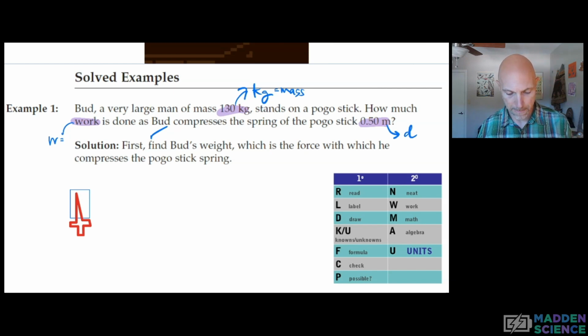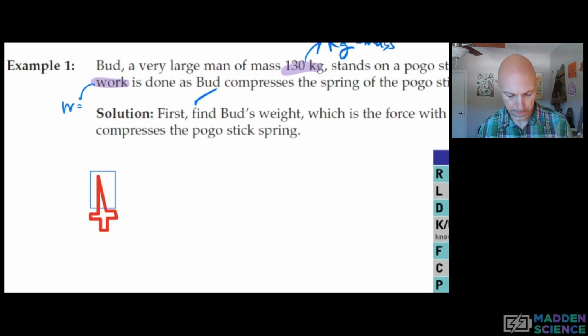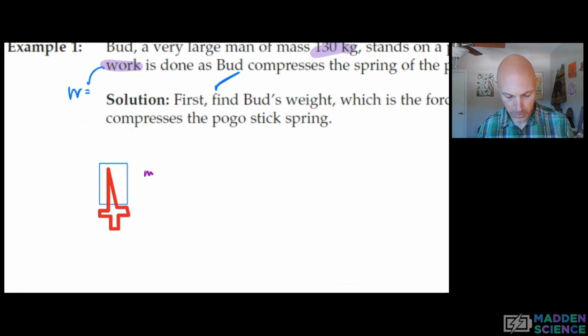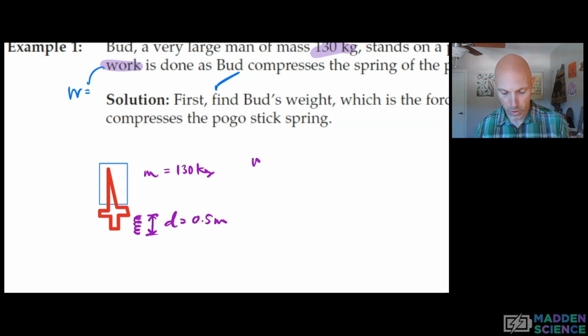So we know that the mass of Bud is 130 kgs. Now there's a spring in here, and that gets compressed by a distance of 0.5 meters. Okay, and then our work. We don't know it, but we do know that work is force times distance. We have distance, we don't know force.